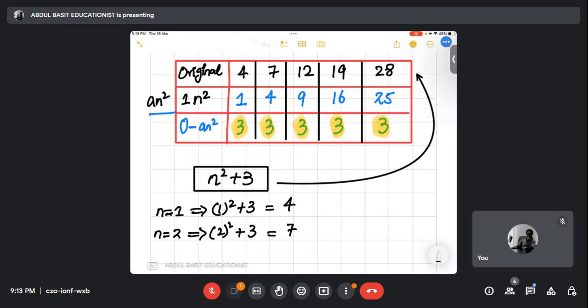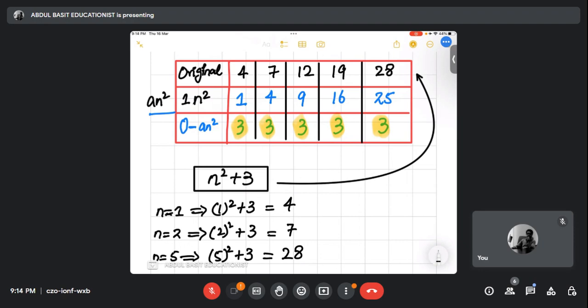Yes or no? Let's check for n is equal to 5. It means that 5 square plus 3, which is 28. Is this clear or not? The fifth term is 28. Is this clear, everybody? Yes or no?